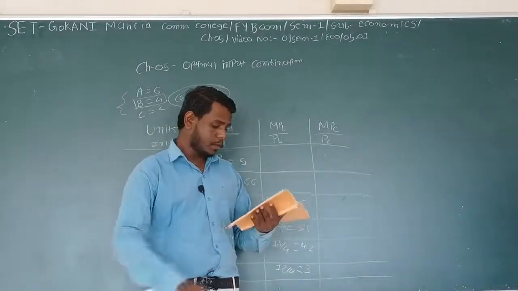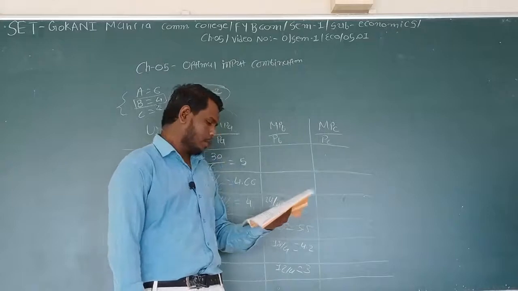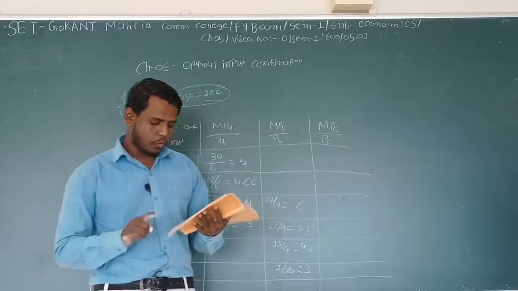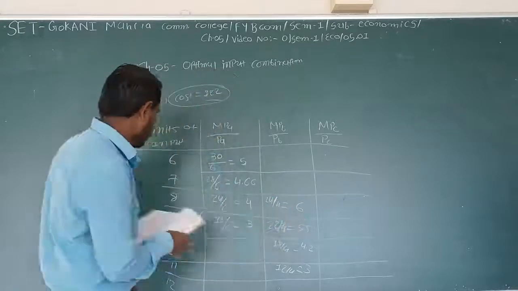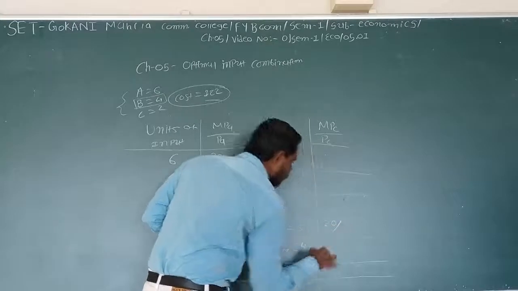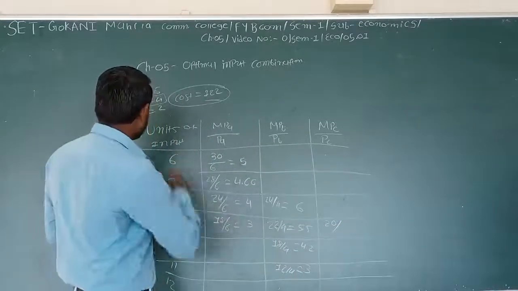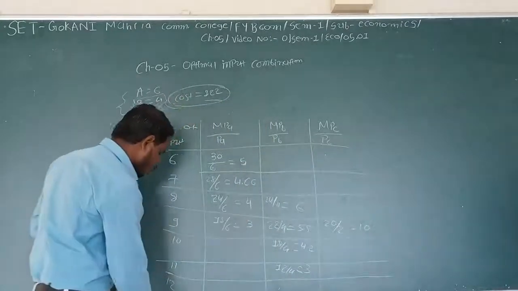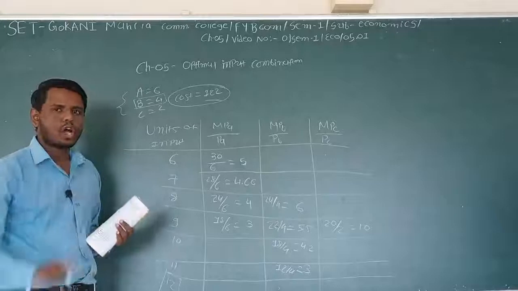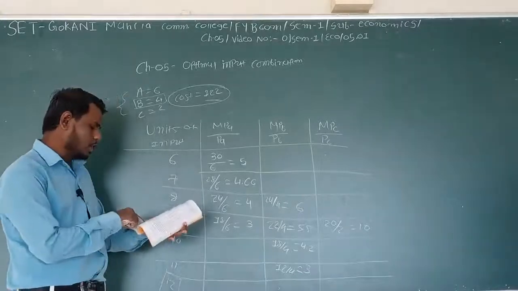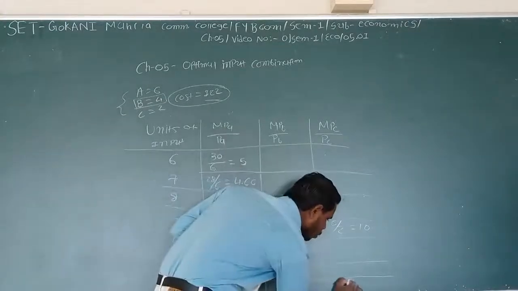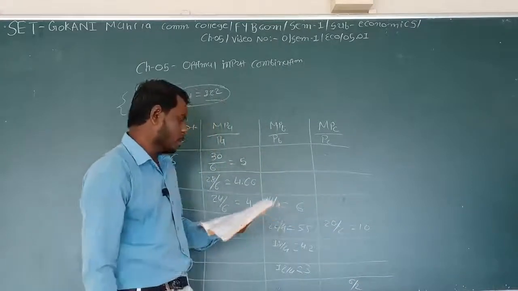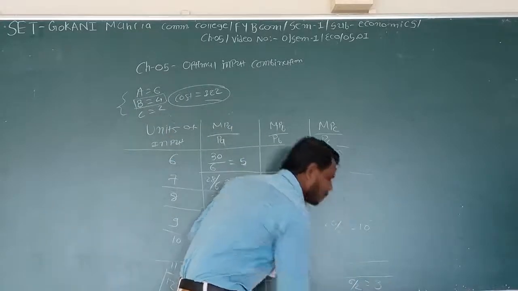After that, there is given the marginal productivity of unit C. When you use 6 units, 20 divided by the price of C, that is 2. So here you will get 10. And when you use 12 units of input C, there is given 6, so 6 divided by 2, and you will get 3.